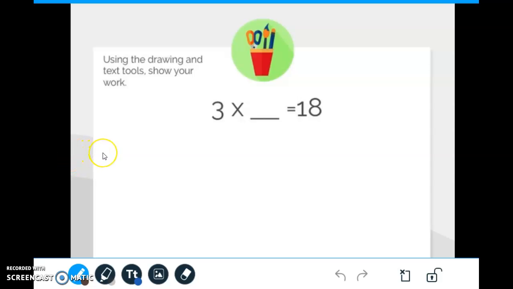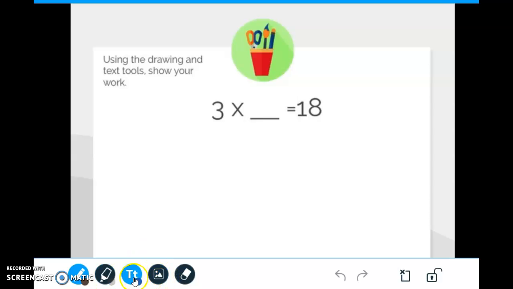All right, let's use these. We're going to use these drawing tools down here, and I'm going to show you how to do this, and then you're going to do 2 slides by yourself, okay? So using the drawing tools and your text tools, show your work, all right?